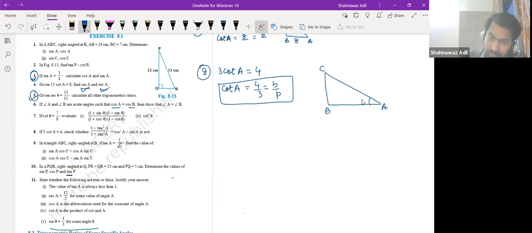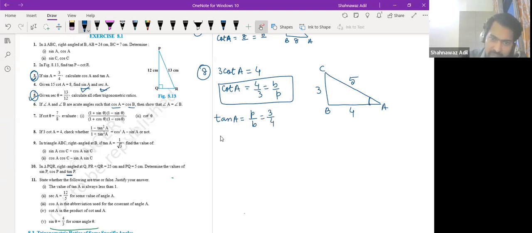So A, yeah, for this one B is how much? 4, and this is 3. So from Pythagoras theorem we can calculate this is 5, and then we can calculate tan A, which is B by B, which is 3 by 4.